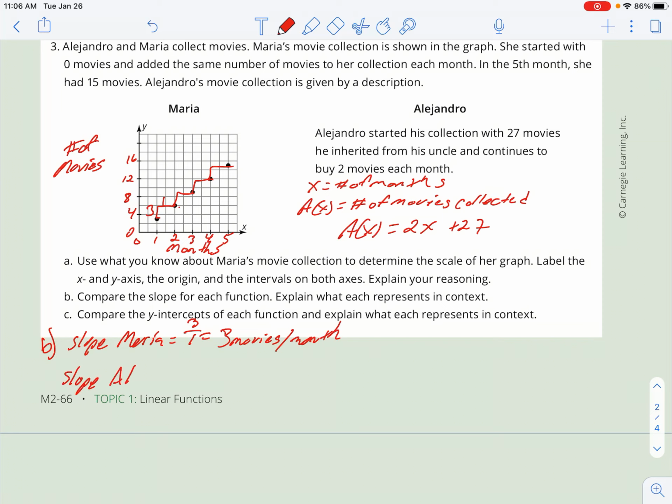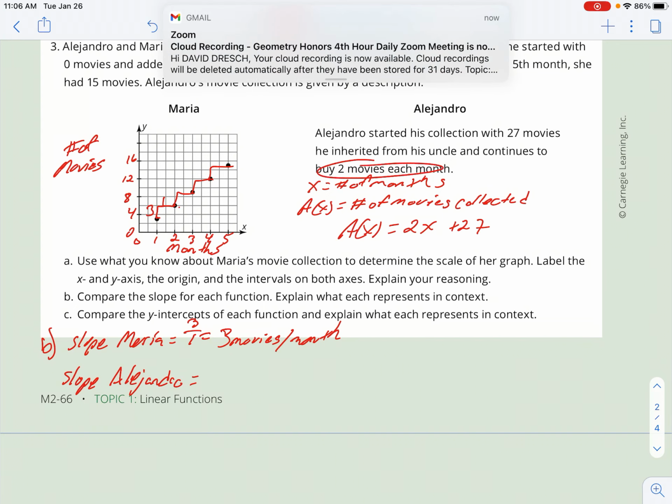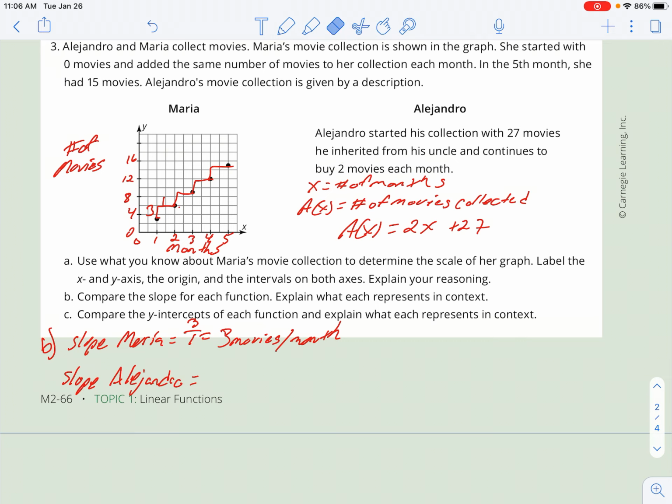Whereas the slope on Alejandro here, because of the rate they just talked about, 2 movies a month, and the equation we put together, we can see pretty quickly his slope or his rate of change. Now for the y-intercept for each one, for Maria, the y-intercept occurs when it crosses the y-axis at x equals 0. In this case, Maria is down here at 0. So Maria has 0 movies for a y-intercept.